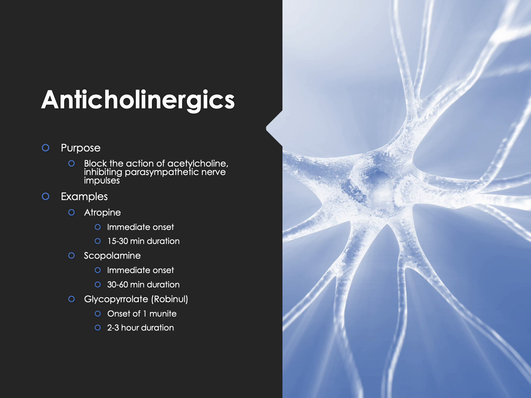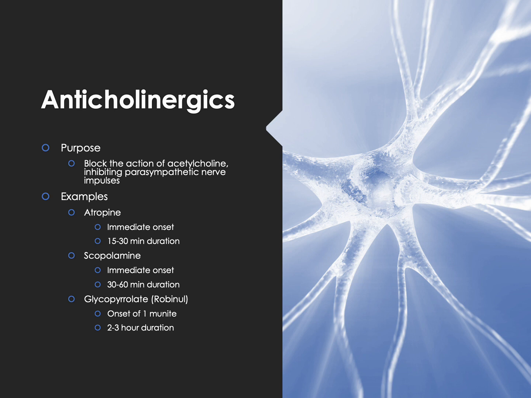Because the medications inhibit mucus secretions, they may be used when the patient is intubated or during procedures such as bronchoscopy or maxillofacial surgery. A common side effect of these drugs is increased heart rate. Commonly used anticholinergics include atropine, scopolamine, and glycopyrrolate. And they are given intravenously, and they have different onsets and durations of action.